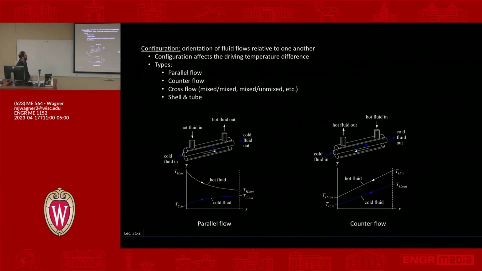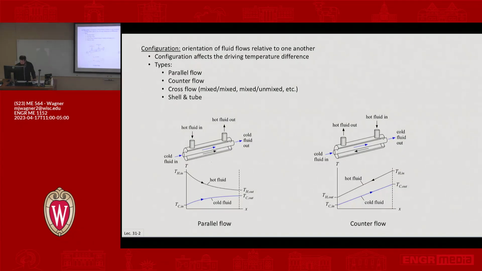All right, so configuration. So we have the classification, indirect and direct. Let's talk now just about the direct heat exchangers. So within direct heat exchangers, there are these different configurations. And by configuration, I mean, let's think about the different ways that fluid could be routed through a device. So there's something called parallel flow.